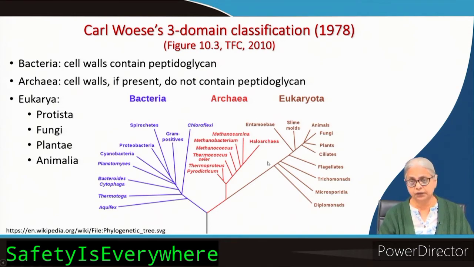And then we have eukaryotes. So you have all kinds of eukaryotes. You have flagellates, ciliates, plants, fungi, animals, and so on. So this is a very simplified diagram, but it gets quite complex. We're not going to go too far with it.